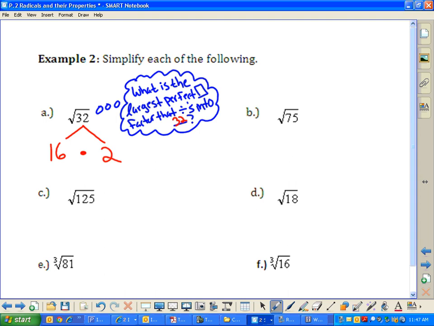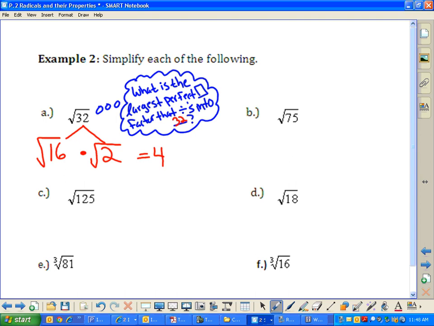So I'm going to use the product property, but this time I'm going to use it in reverse. I know that 32 is equal to 16 times 2. So what I'm allowed to do, based on the product property of radicals, is say that the square root of 32 is now equal to the square root of 16 times the square root of 2. And then you just square root each piece. The square root of 16 evaluates to 4.